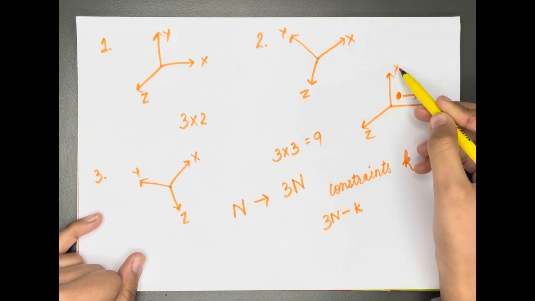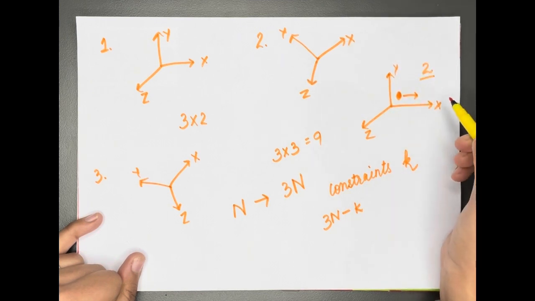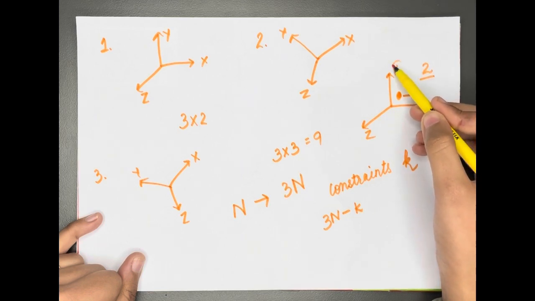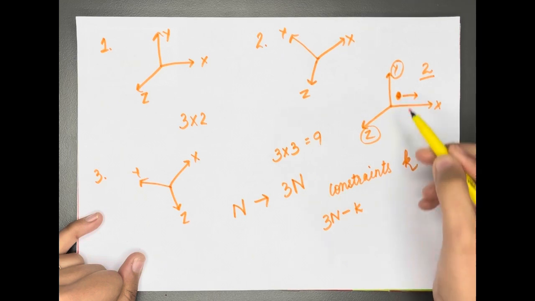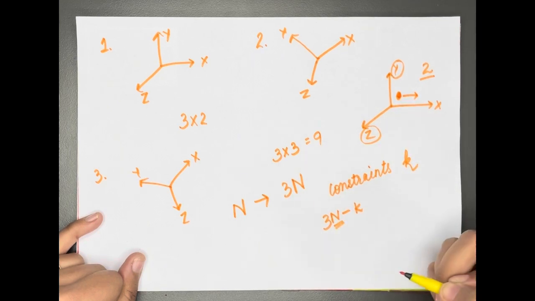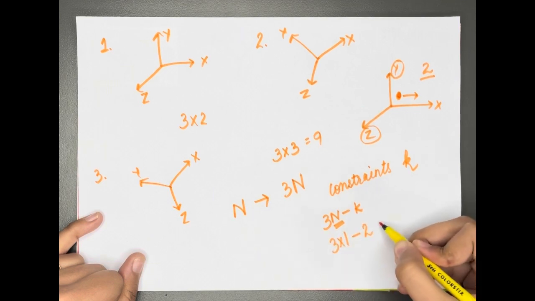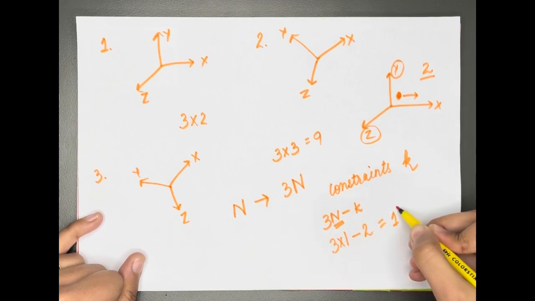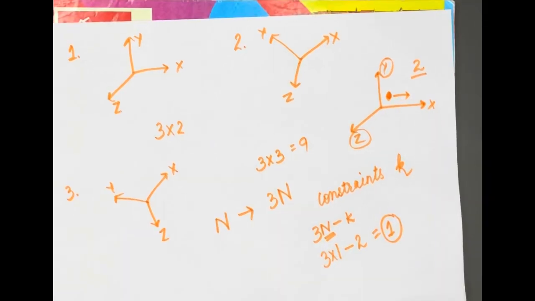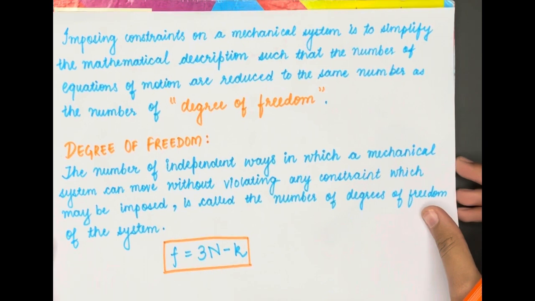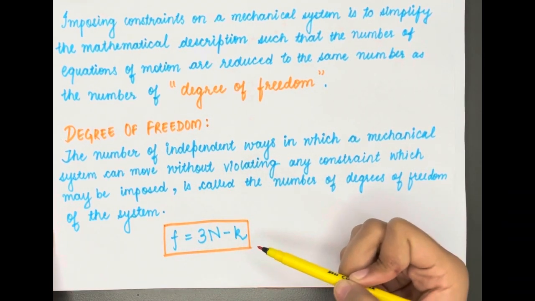Okay, so we are applying two constraints on it: it cannot move in y, and it cannot move in z. Since we have one particle, n is equal to 1, so 3 into 1 minus 2 is equal to 1. So it has only one possible direction to move, and that is x. Okay, now let's come back to our formula. Degree of freedom f is equal to 3n minus k.